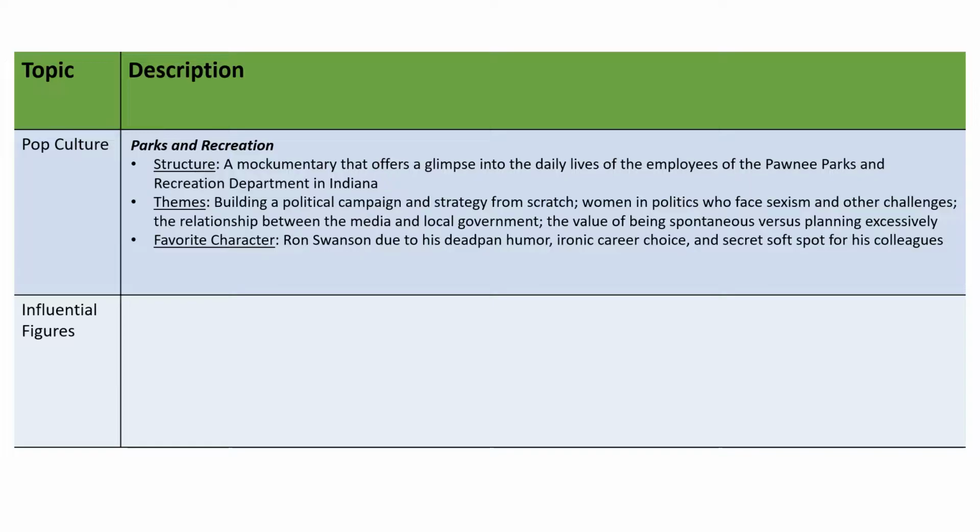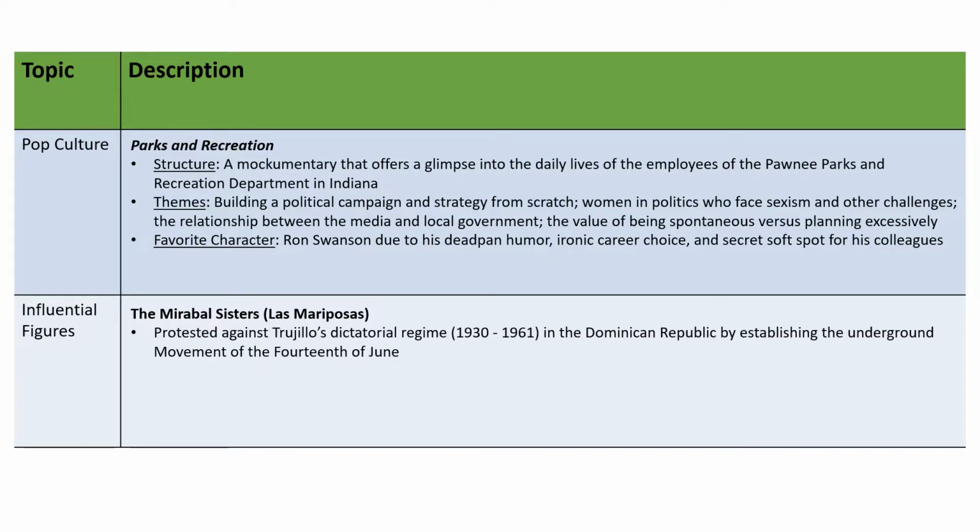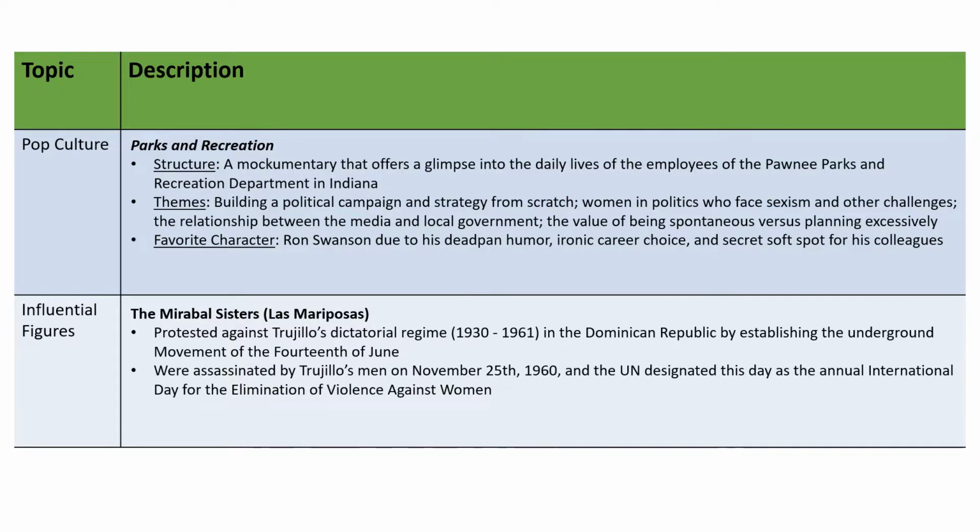So one example of some influential figures that I chose is the Mirabal sisters, also known as Las Mariposas. So they protested against Trujillo's dictatorial regime in the Dominican Republic by establishing the underground movement of the 14th of June. And these 3 sisters were assassinated by Trujillo's men on November 25th, 1960, and the United Nations designated this day as the annual International Day for the Elimination of Violence Against Women.